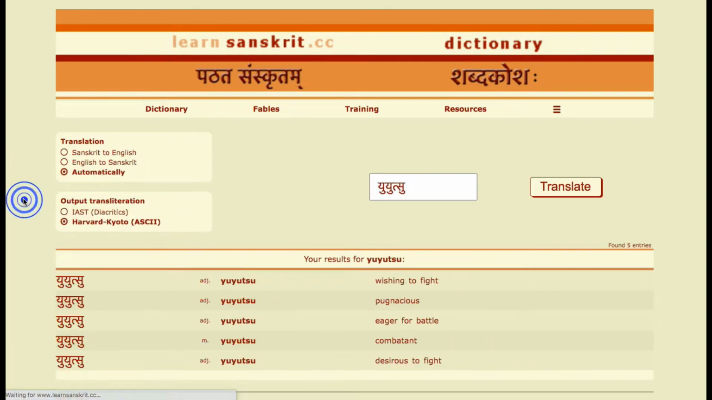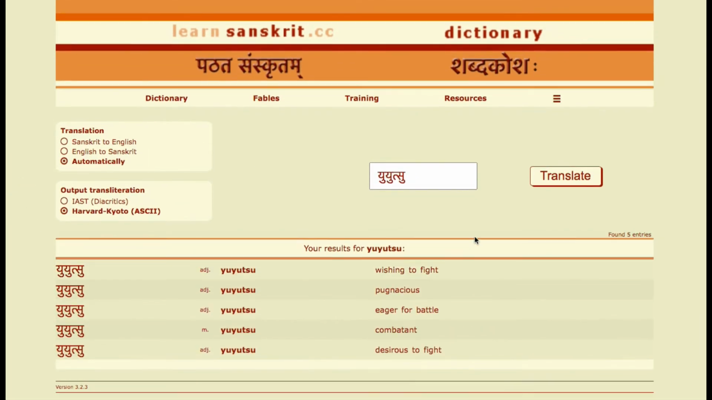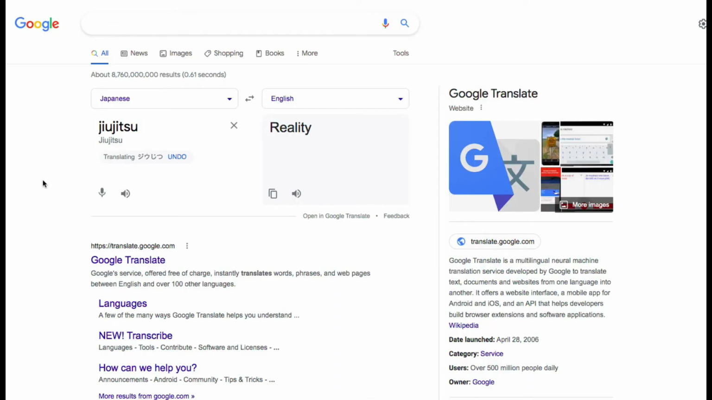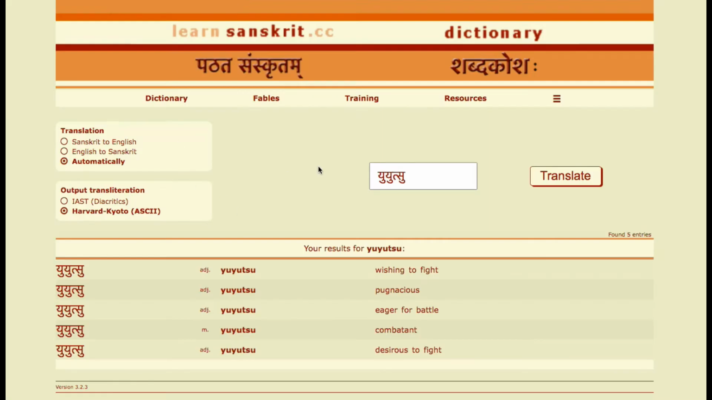It's jujutsu, and a lot of people still pronounce it that way. Wishing to fight. Pugnacious. Eager for battle. Combatant. A fighter. Somebody that's a fighter or fighting, it's jujutsu. And that's where the word comes from for all these people practicing MMA and jujutsu. It's from the Sanskrit. And it's even in verse 1 of the Bhagavad Gita, when the fighters are set there, the stage of one of the biggest wars of history, over 3 million fighters, and it says the word there, jujutsu.